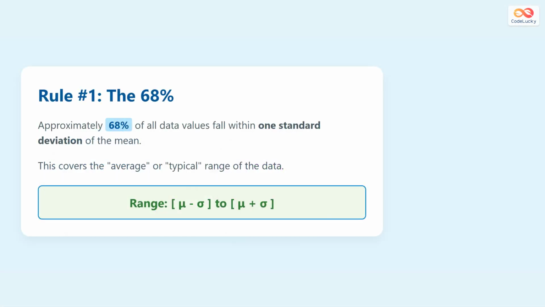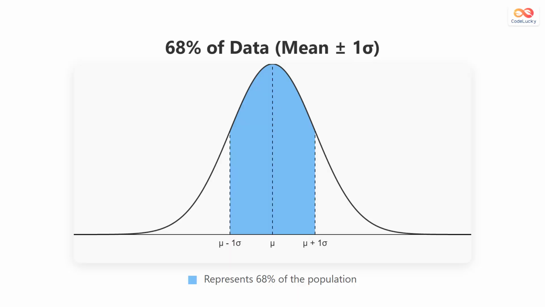The first part of the rule deals with the most common data. Approximately 68% of all observations will fall within just one standard deviation of the mean. This range covers the average or typical members of a population. Looking at the graph, the shaded blue area represents this 68%. It extends from the mean minus 1 sigma to the mean plus 1 sigma. This central chunk holds the majority of your data points.